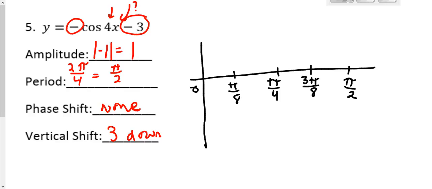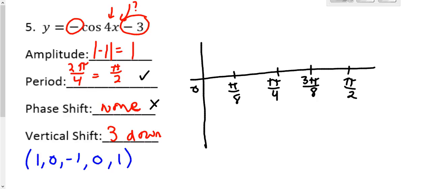So we have accounted for, we've written out the period. Phase shift, there is none. We're not going to have to worry about that. Amplitude and vertical shift both have to do with the y pattern. So cosine starts at 1, 0, negative 1, 0, 1.